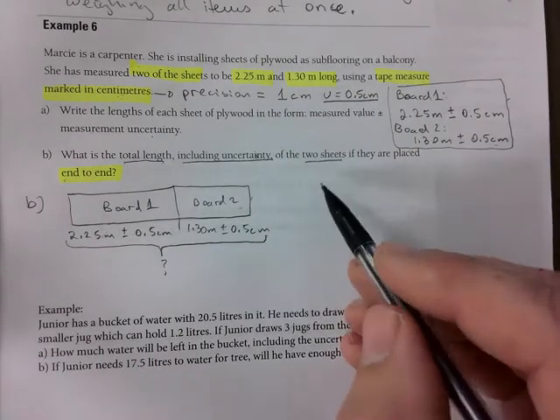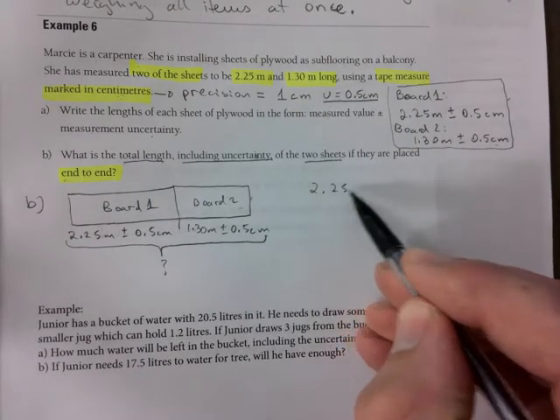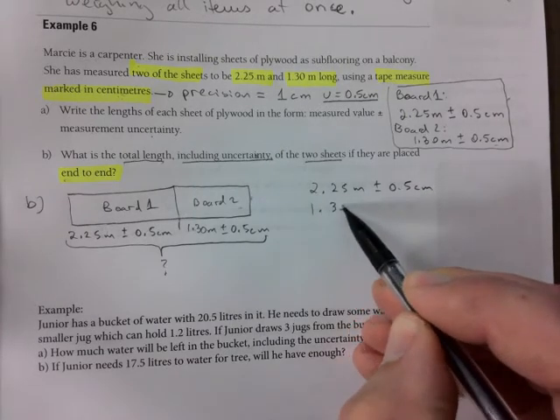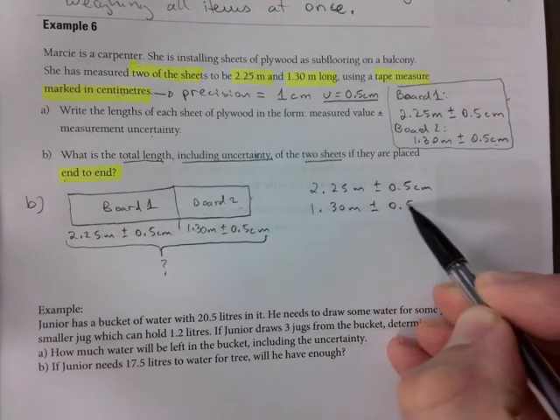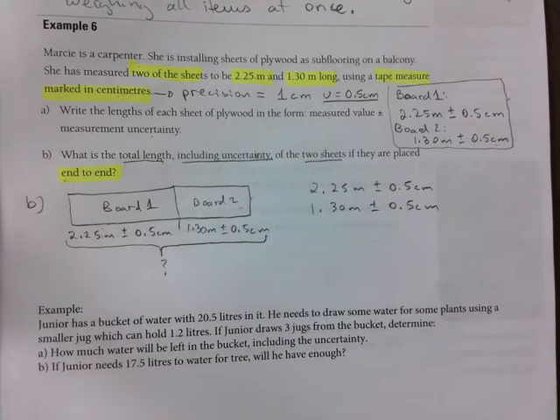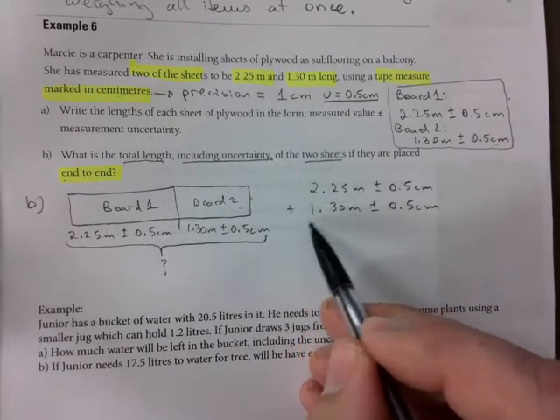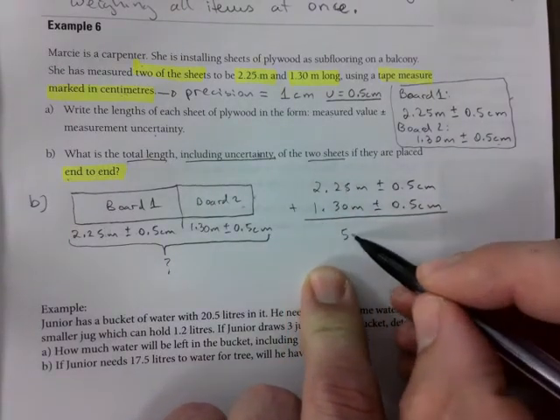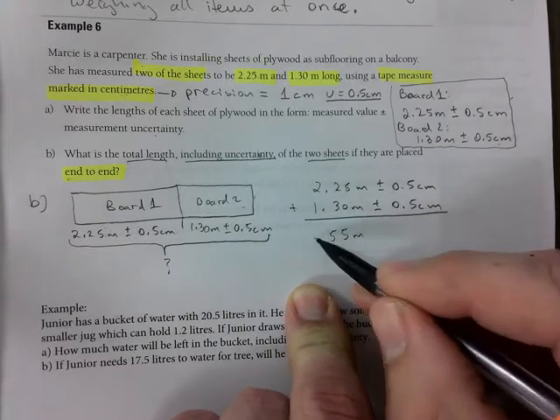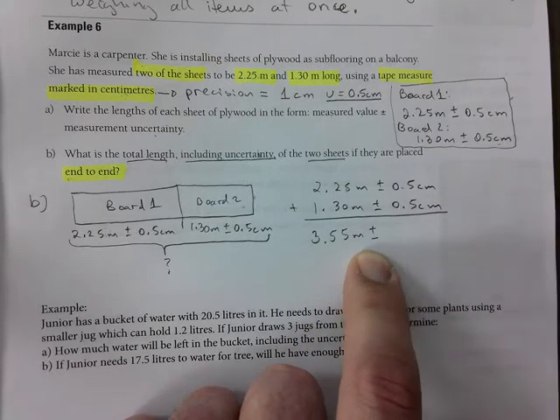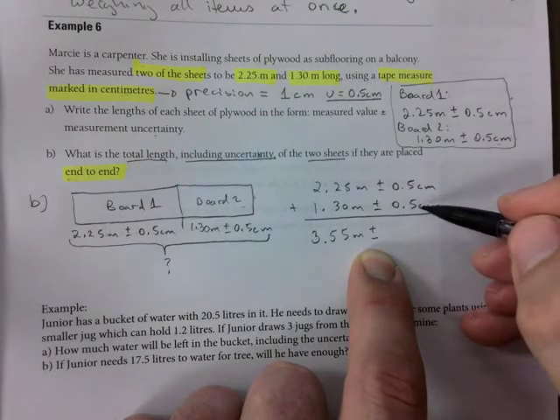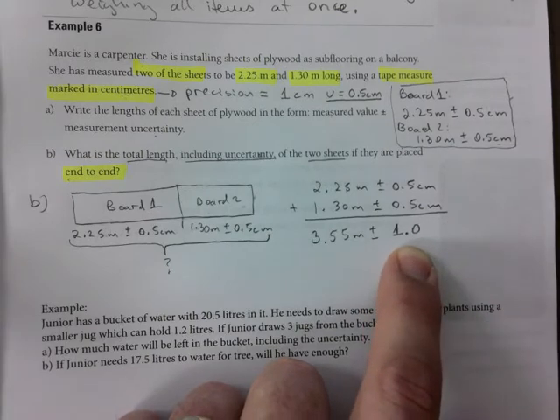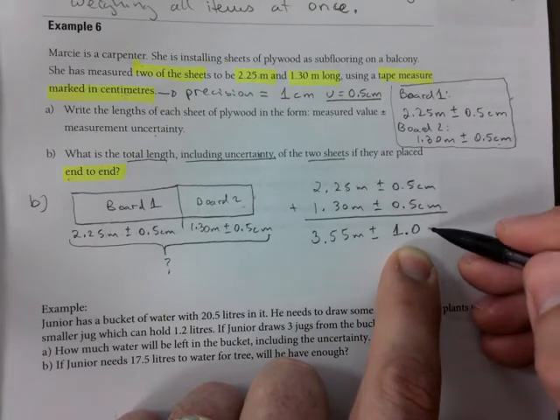So watch what you do. This is how I show it. 2.25 meters plus or minus whatever the uncertainty is. And then you take the next board plus or minus whatever the uncertainty is. In this case, they happen to be the same. So you add it up. You can use your calculator or good old-fashioned mental math. Plus or minus, what's 0.5 plus 0.5? 1 centimeter. I tend to stay with the centimeters.